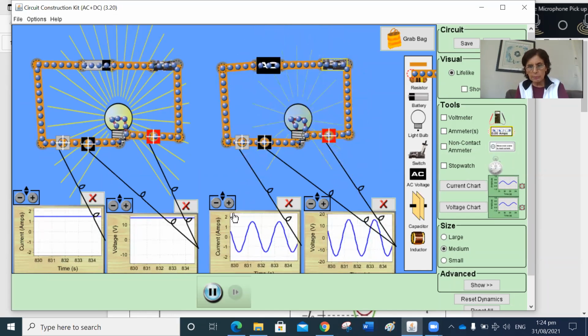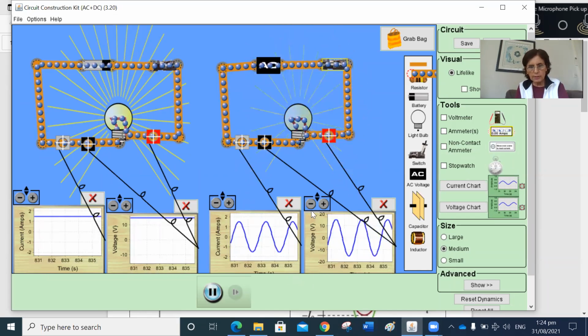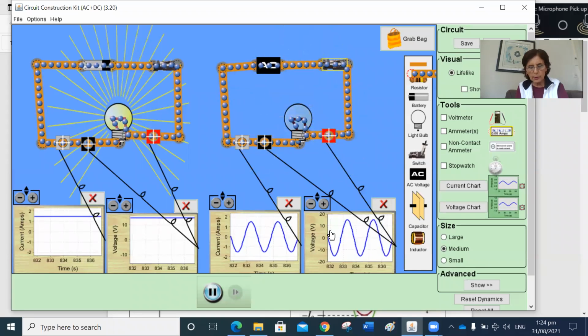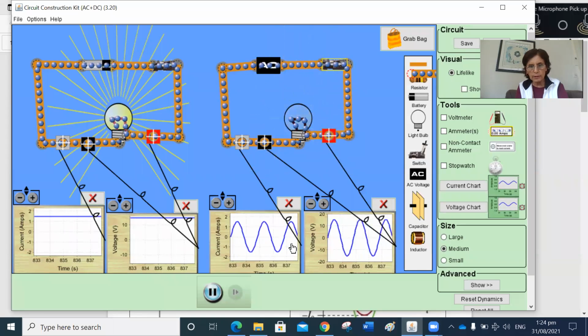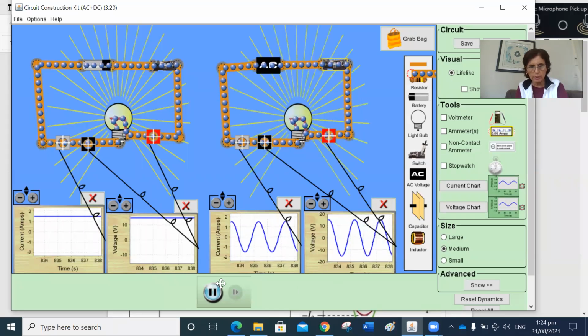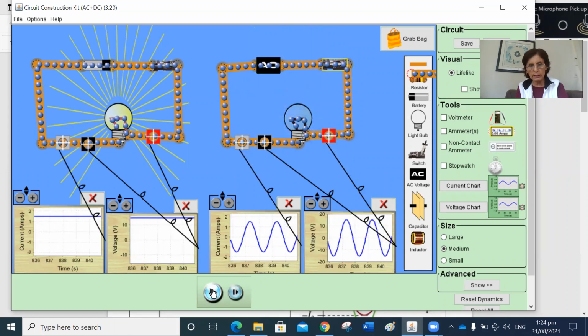Just make it a little bit bigger. Okay, now if I just stop it here, you will be able to see that current and voltage are becoming constant at the same time. Let's see. Okay, now if you look over here, at this particular time, current is 0 and the voltage over here is 0. And at this instant, lamp is not lighting up because there is no voltage and no current through the lamp. So therefore the lamp goes off.